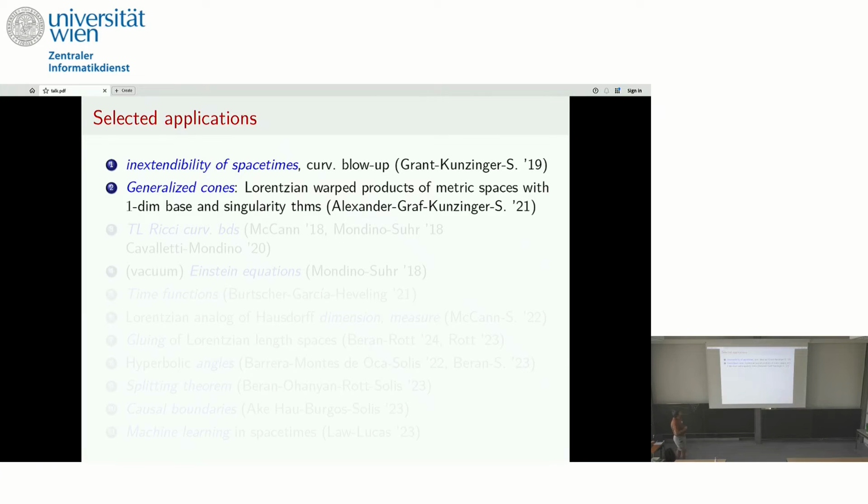So we looked at a lot of examples, which we called generalized cones. This was joint work with Stephanie Alexander, Melanie Graf, and Mike Kunzinger, and I will talk about this in more detail. Then also Andrea mentioned already that Robert McCann and Andrea and Stefan Suhr characterized time-like Ricci curvature bounds on smooth Lorentzian manifolds with tools from optimal transport. And then Andrea and Fabio Cavalletta used the setting of Lorentzian pre-length spaces to give a synthetic notion of time-like Ricci curvature bounded below.